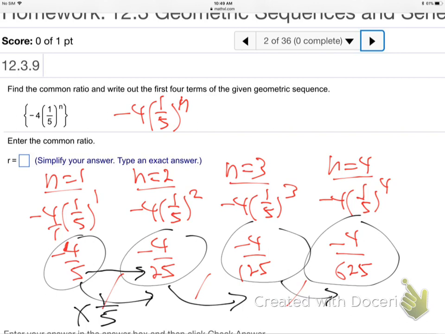The top isn't changing. Remember, the ratio is just the change. The minus 4 is already there. The minus 4 is not part of the change. The change is what's happening in the bottom. The ratio is 1/5. All right, well, we're out of time.